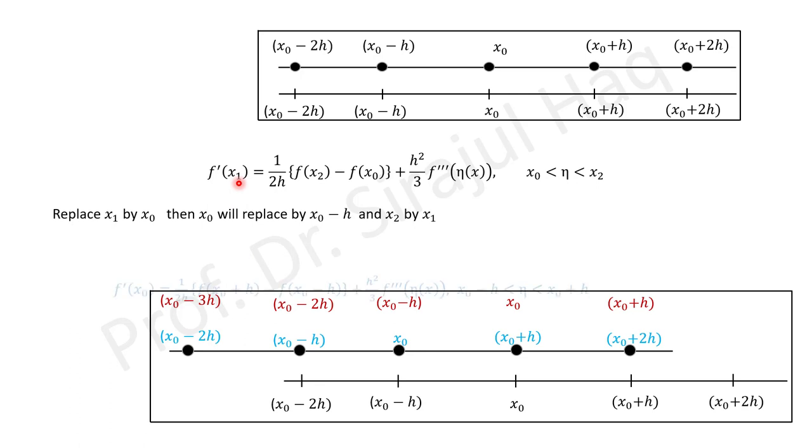Let us look at this formula. x1 shifted to x0, x2 shifted to x1. That's the reason I'm writing x0 plus h, and x0 shifted to x0 minus h. That's the reason you can see it over here. So the value of eta lies between x0 minus h and x0 plus h in this situation. Now, what is x0 in this case? In this case, x1 is the point which lies at the second position. But remember, this x0 is the point at which you want to find the derivative of the function. So it will make things simple for you.